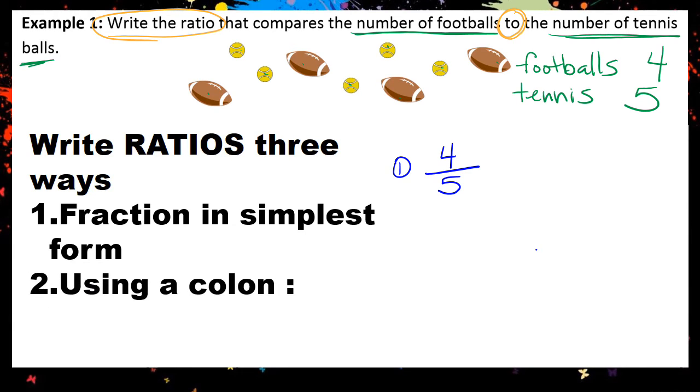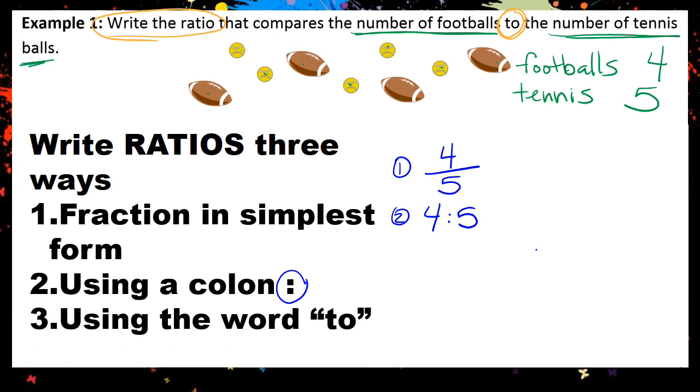Another way we can write it is using the colon. You use this, obviously, to make your emoji smileys, if you still do the colon and then the parenthesis. So using a colon, we can write this 4 colon 5, using the order that it comes in. And then the third way, we can just use the word to. So we can also write this as 4 to 5. So we can write ratios 3 ways: as a fraction, using the colon, and using the word to.